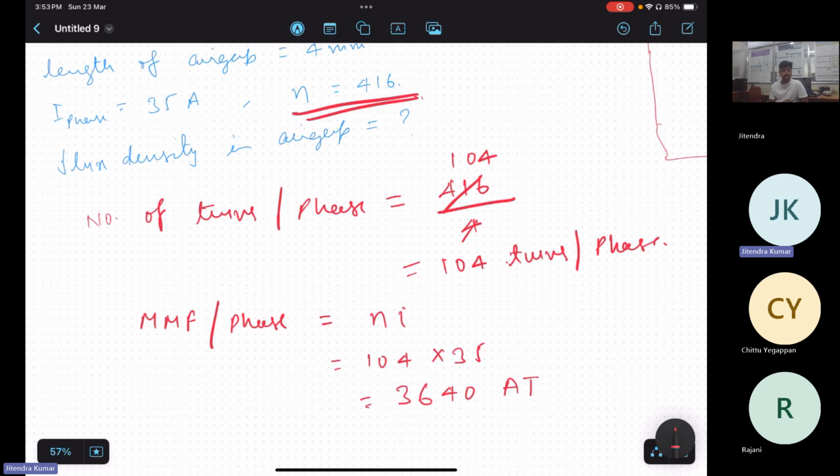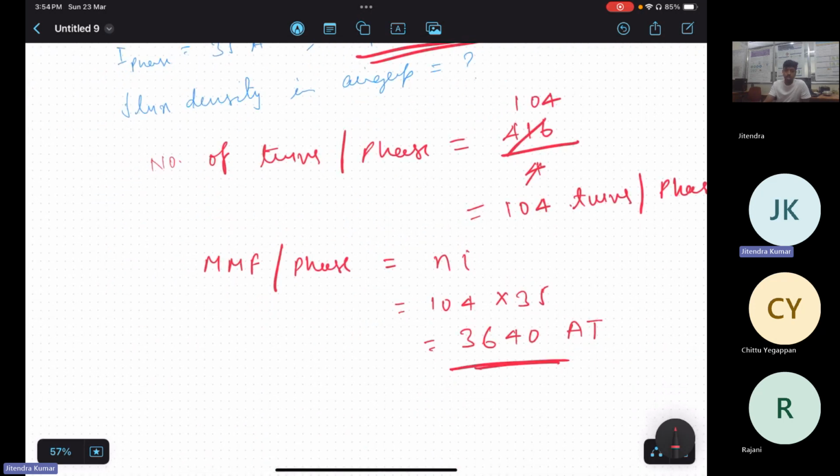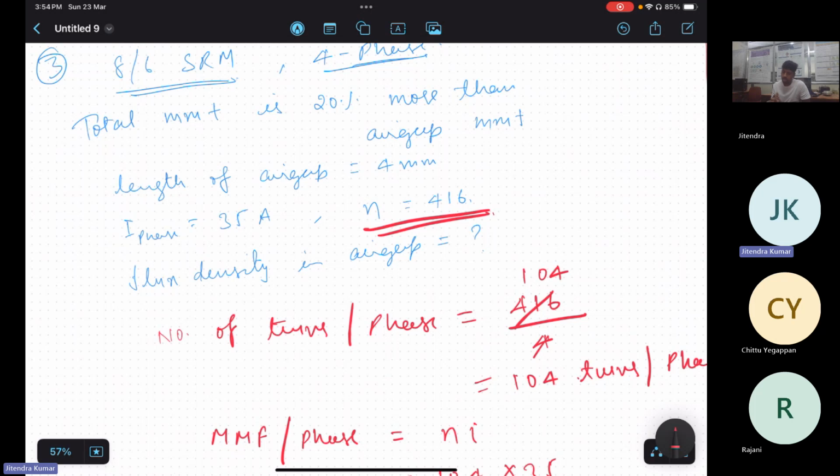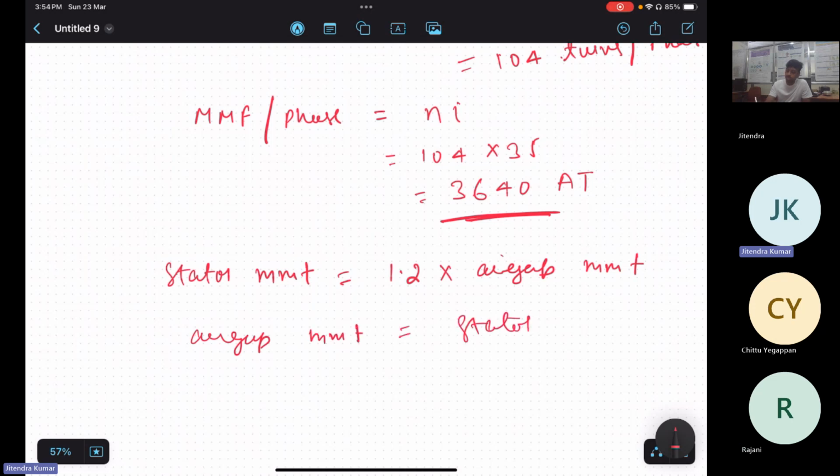Now we need to calculate H, which is ampere per meter. And this MMF is in the stator, right? Now for the MMF in the air gap, the problem gives that the total MMF is 20% more than the air gap MMF. Let us say stator MMF is 1.2 times the air gap MMF. So air gap MMF will be stator MMF divided by 1.2. So 1 divided by 1.2 is how much?